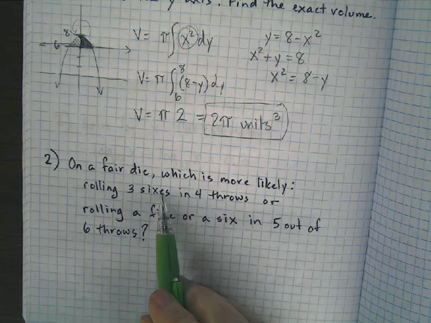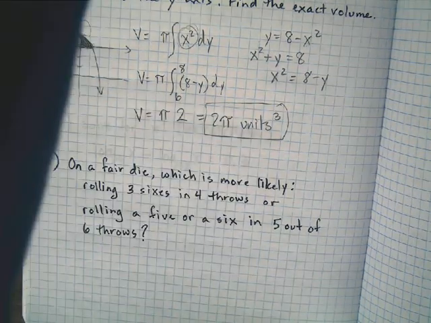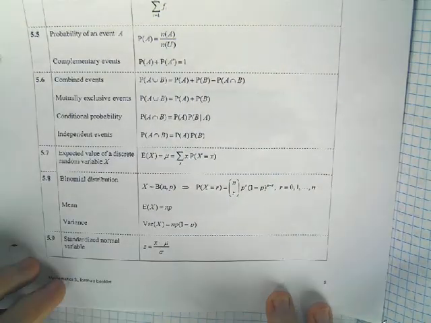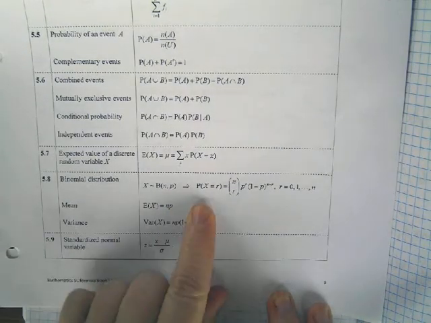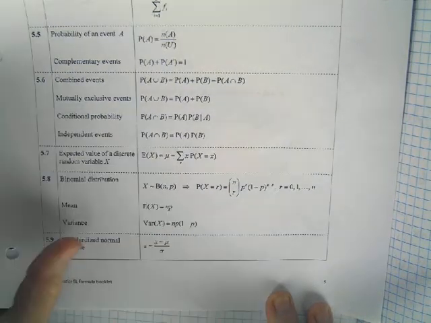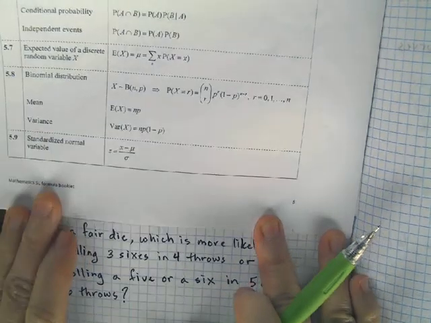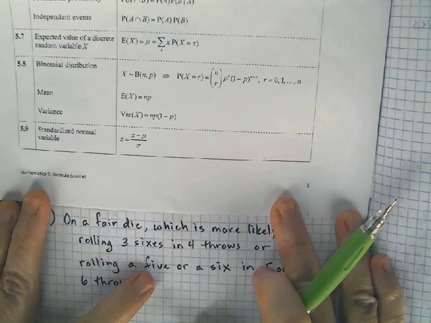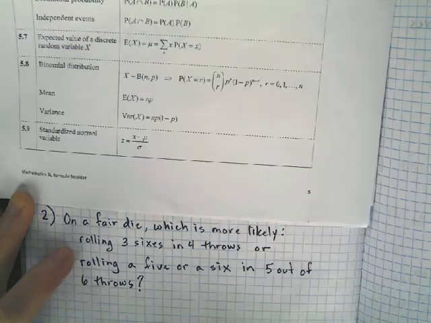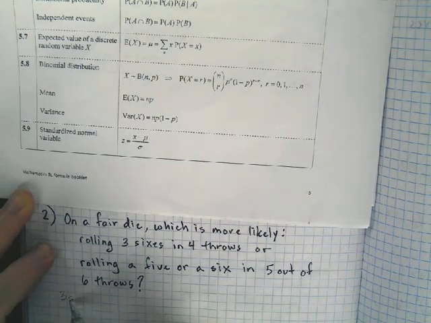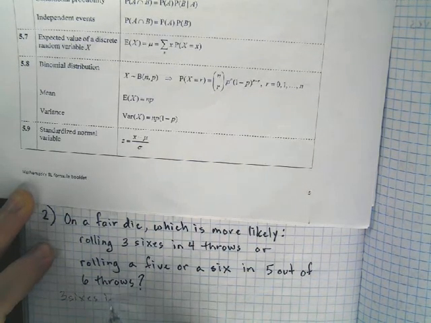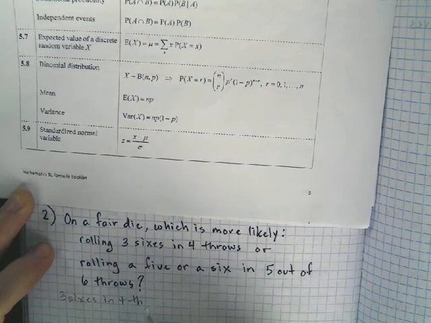a 6. So if you forgot how to set these up, how to do the notation, it's in the formula packet. Okay, binomial distribution. Here's the notation. So you always want to set up your notation appropriately before you start plugging stuff into the calculator, so that your professor or your math teacher or your IB evaluator can see what you did. Okay, so the first one, 3 6s in 4 throws. So let's have a look at this.